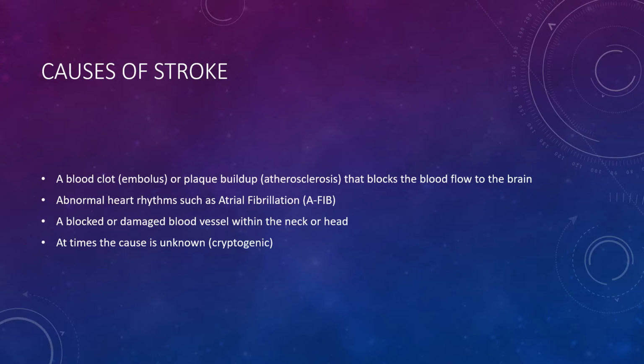Causes of a stroke include a blood clot or plaque buildup that blocks the blood flow to the brain, abnormal heart rhythms such as atrial fibrillation, a blocked or damaged blood vessel within the neck or head, and at times the cause of a stroke is unknown.